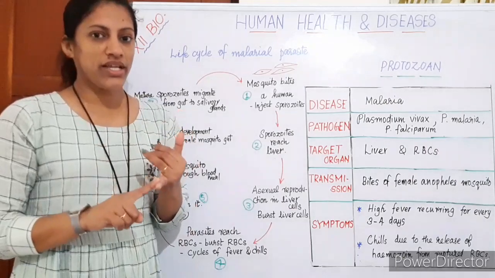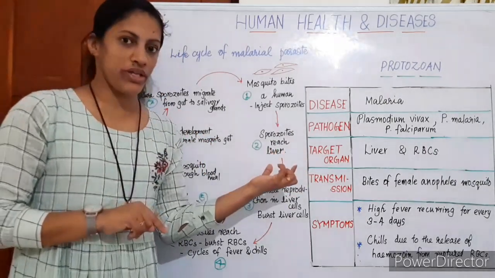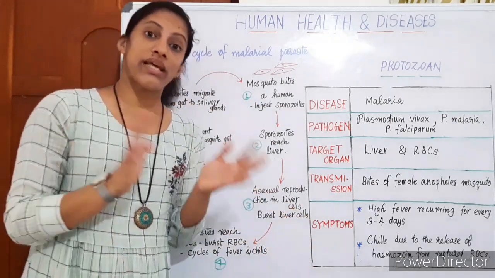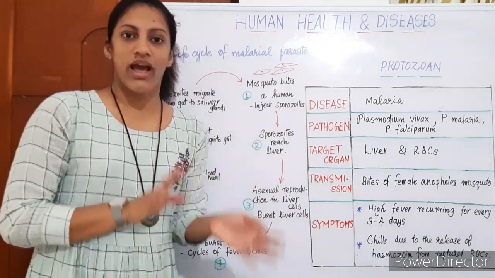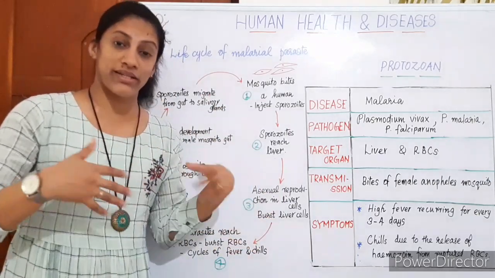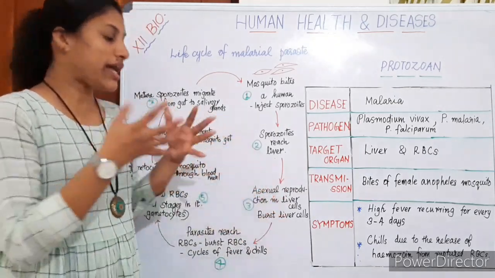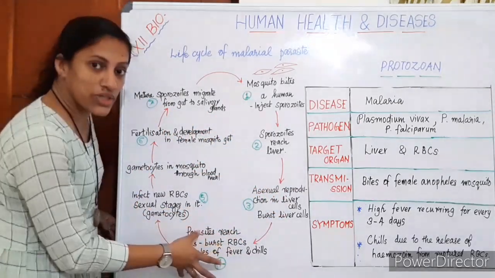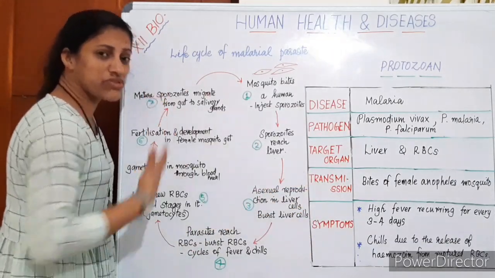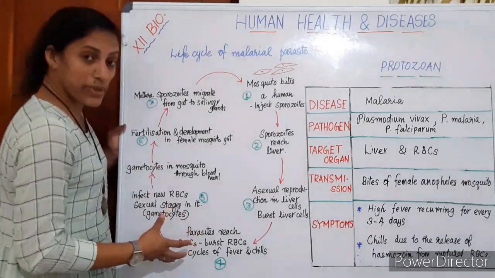So understand, from the liver cells, in a different form, not as sporozoites, it is migrating to, or attacking, what? RBCs, and within RBCs, it again undergoes asexual reproduction and multiplies in large number. It forms different stages. The RBCs get ruptured to release hemozoin, which is a toxin. It gives problems to the patient, causing chills and other disturbances.